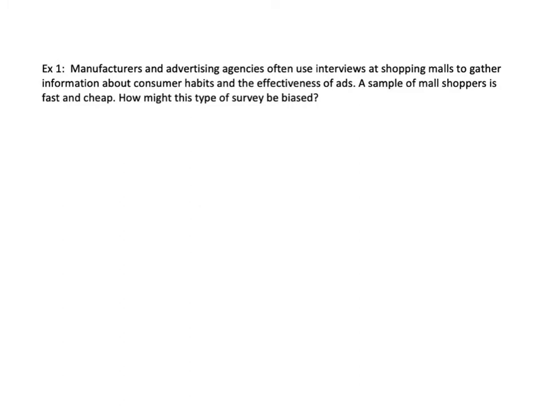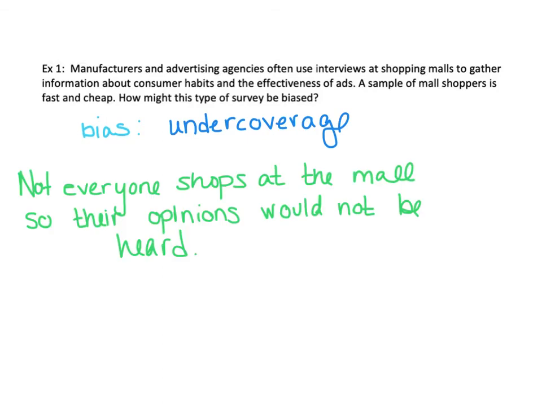Let's look at this first example and see if we can identify how this survey could be biased. It says manufacturers and advertising agencies often use interviews at shopping malls to gather information about consumer habits and the effectiveness of ads. A sample of mall shoppers is fast and cheap. How might this type of survey be biased? Well, even before we answer that, can you tell me what type of sampling method this is? I would say it's a convenient sample. You just go to the mall because you're bound to have shoppers there. So the type of bias is undercoverage because not everyone shops at the mall, so their opinions would not be heard.